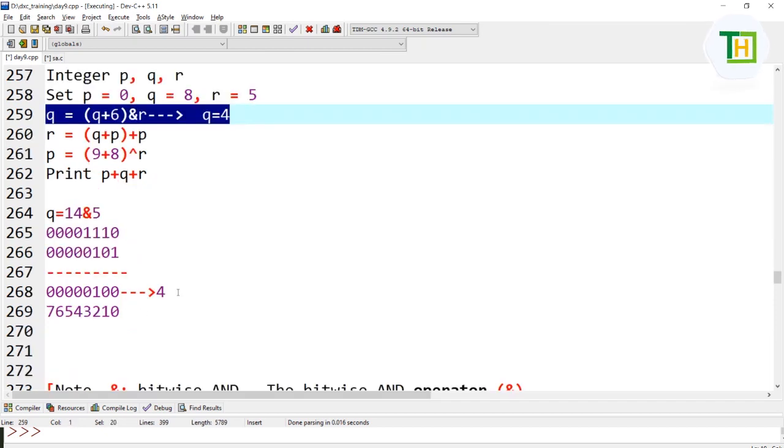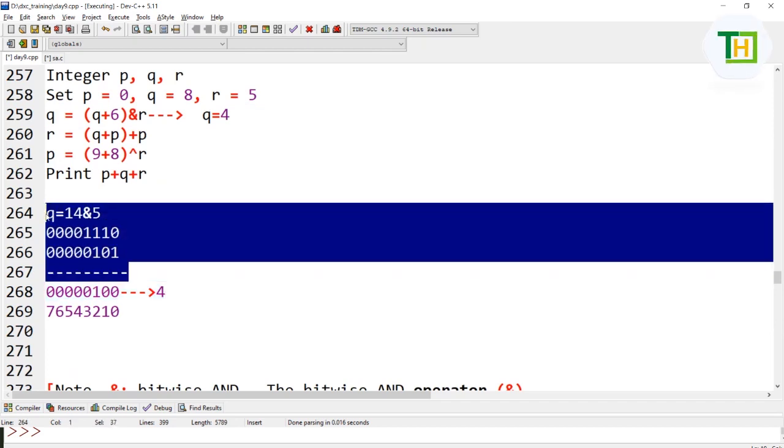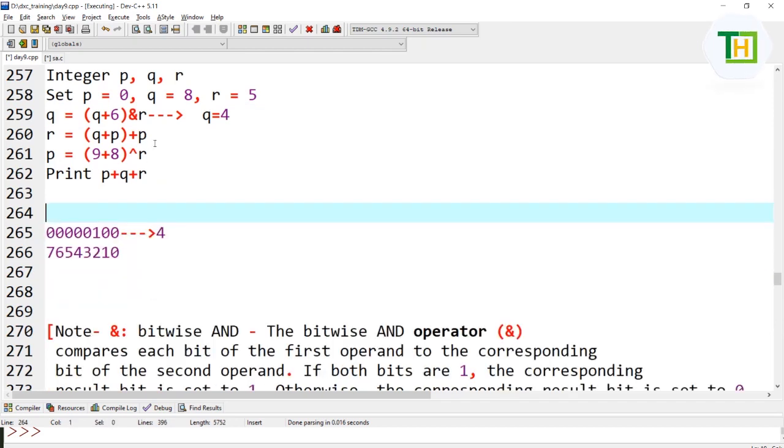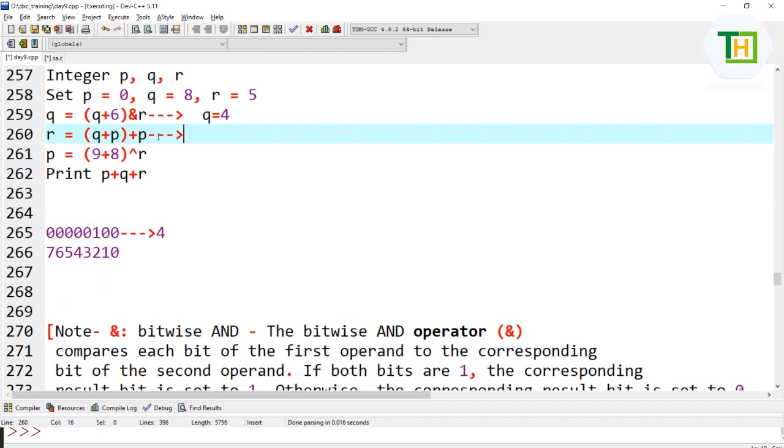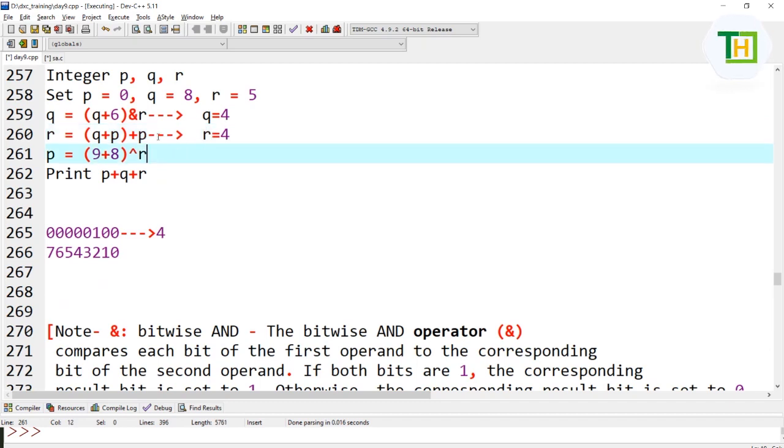Moving on to the next one, R is equal to Q. What is the new Q value? That is going to be 4. 4 plus the p value, which is 0, then plus the p value again 0, so R becomes 4 only.